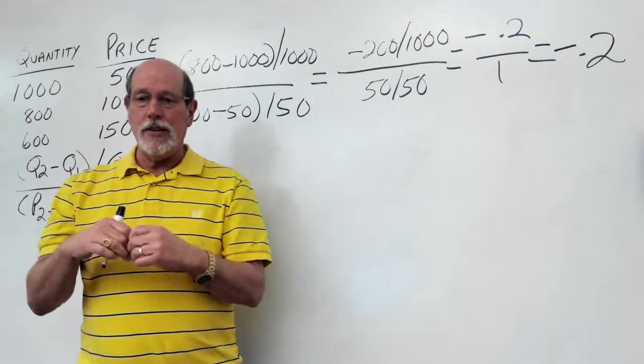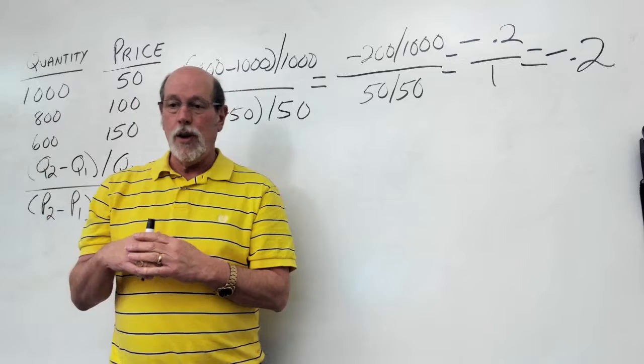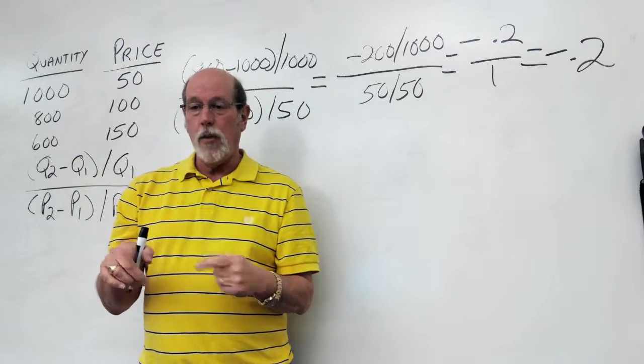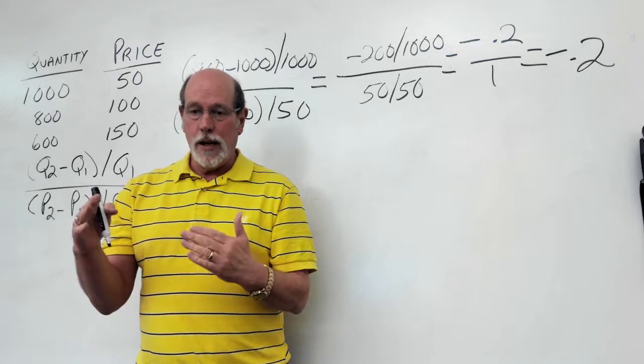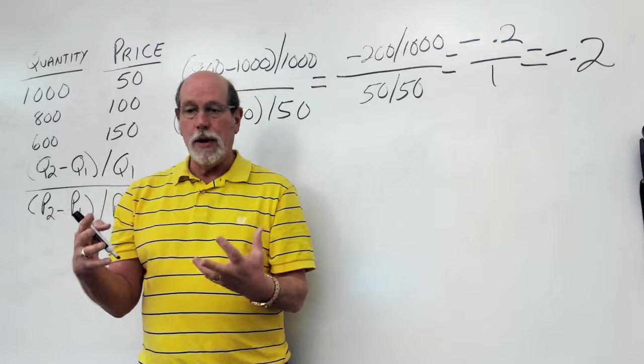All right, so now we're just going to work our way down the column, ladies and gentlemen. So in the exercises, then, you've done 1,000 and 800 in my example. The next two numbers you see for quantity are 800 and 600. The next two numbers you see for price are 100 and 150. So 800 is the first one, 600 is the second. And again, you just put them in their place in that formula.